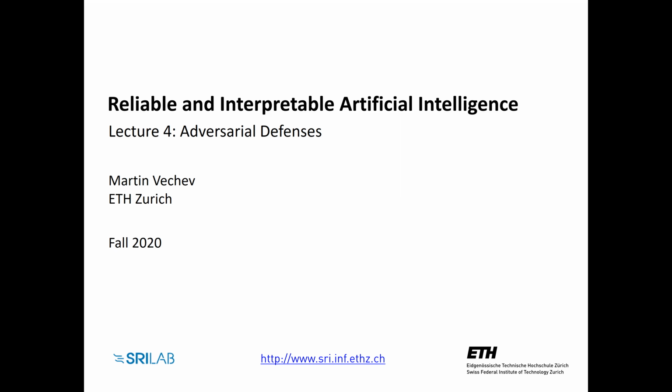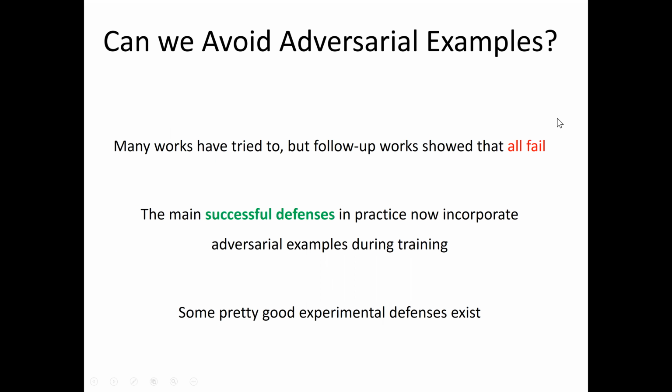If you don't remember some of the attacks, you can just go back and watch that lecture again to refresh yourself. All right, so today we're going to concern ourselves with answering the following question: can we avoid adversarial examples altogether, if possible?